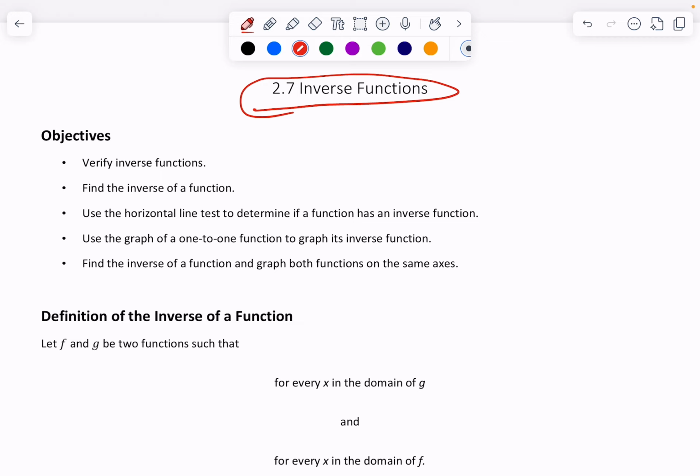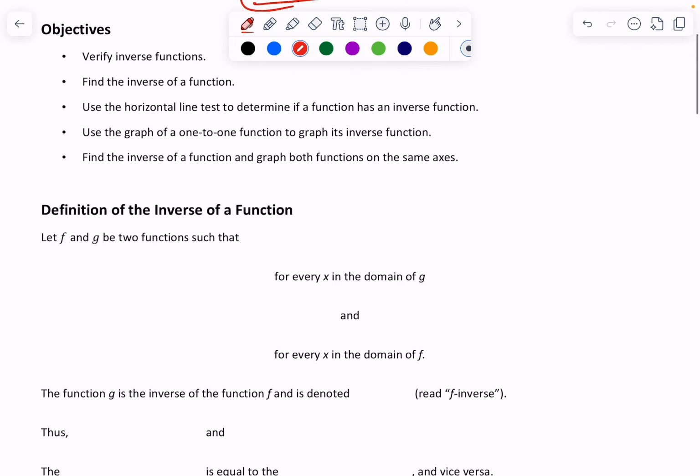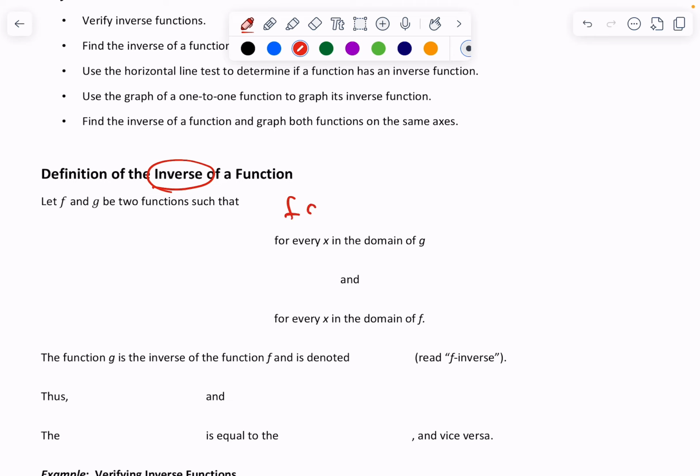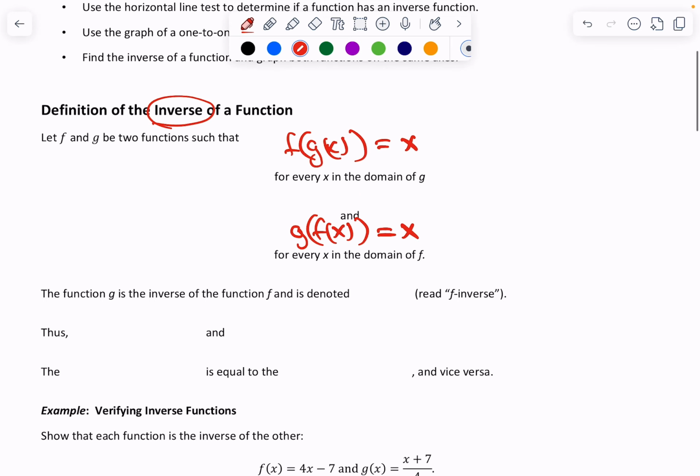Okay, so yes, we're gonna start with the definition of the inverse of a function. So we've got f and g be two functions such that f of g of x equals x for every x in the domain of g, and g of f of x also equals x for every x in the domain of f. So the function g is the inverse of the function f and is denoted with, it's almost like an exponent, -1, but it is read f inverse.